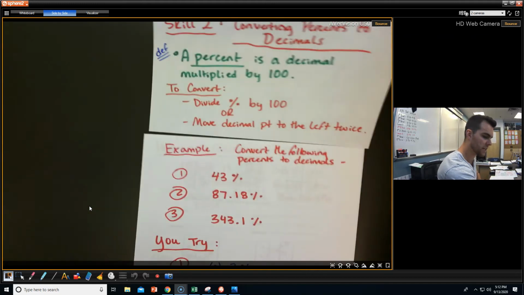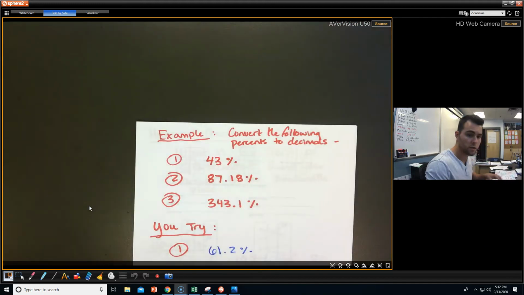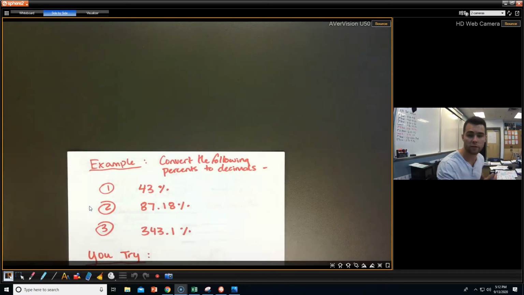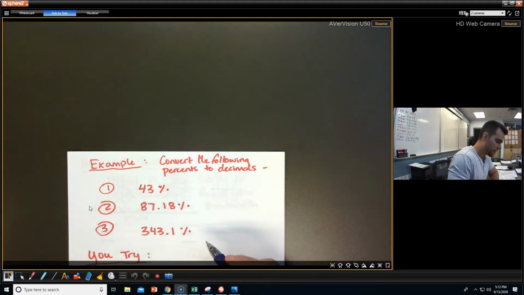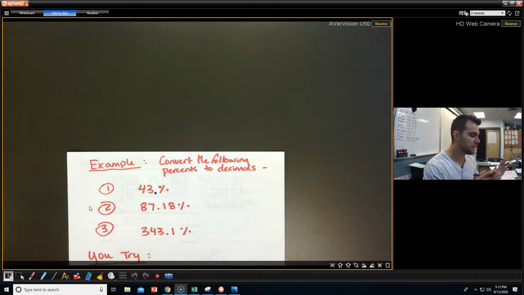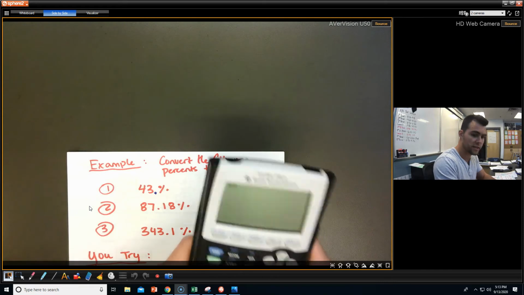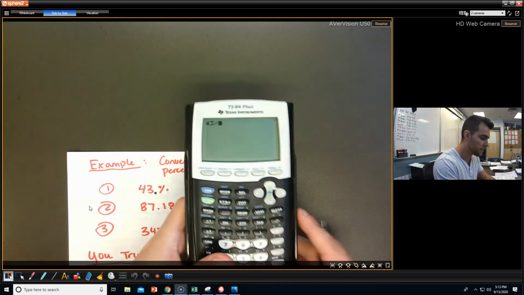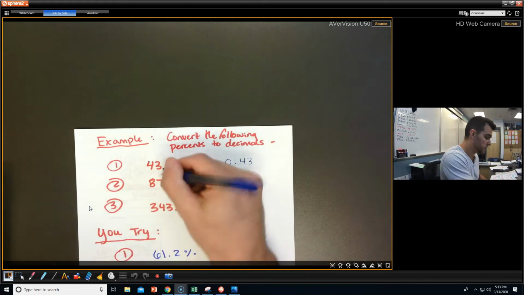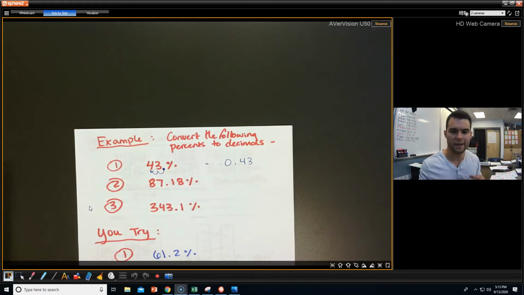So let's actually see some examples of this. Convert the following percents to decimals. We're just going to run through these, and I will give you attempts to try. So I'm going to start here. My decimal point's right here. Again, I'm going from a percent to a decimal, so I'm dividing by 100. I can show you in a calculator what that looks like. I start with my percent, that's 43%. I'm going to divide by 100, and look, I'm at 0.43, which is what we would have got if we just moved to the left twice, right?